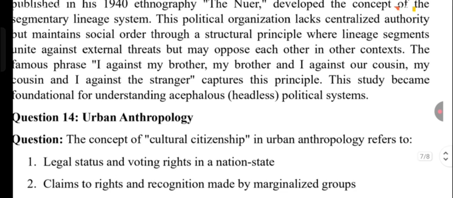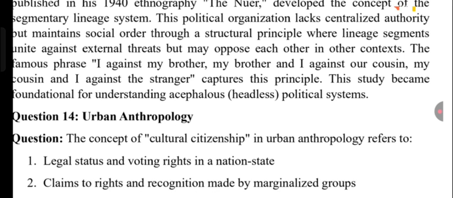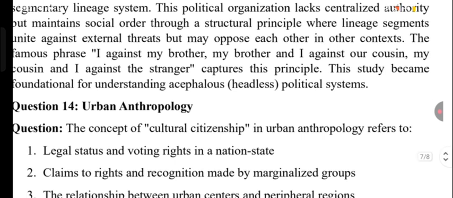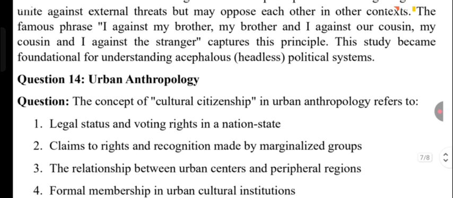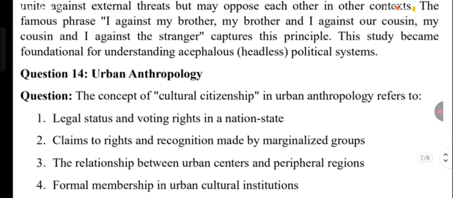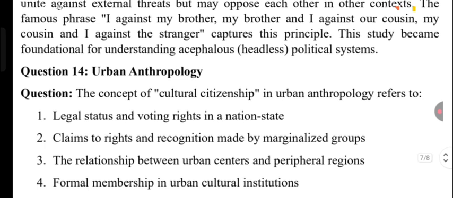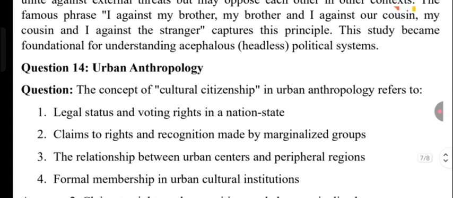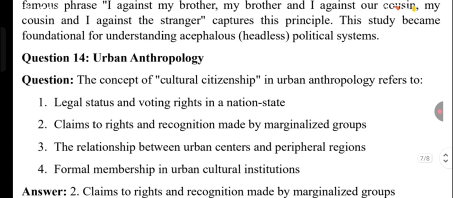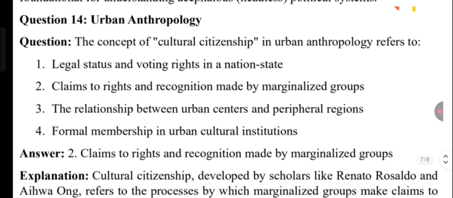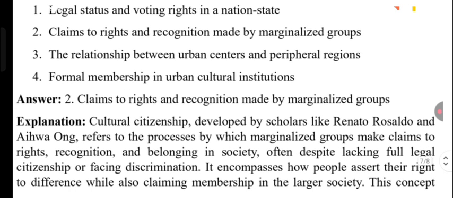Fourth option, urban anthropology. The concept of cultural citizenship in urban anthropology refers to legal status or voting rights in a nation state, claims to rights and recognition made by marginalized groups, the relationship between urban centers and peripheral regions, formal membership in urban cultural institutions. So the right option is claims to rights and recognition made by marginalized groups. Cultural citizenship was developed by scholars like Rosaldo and Ong.